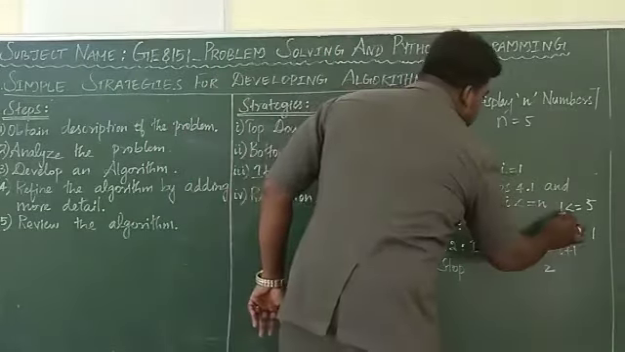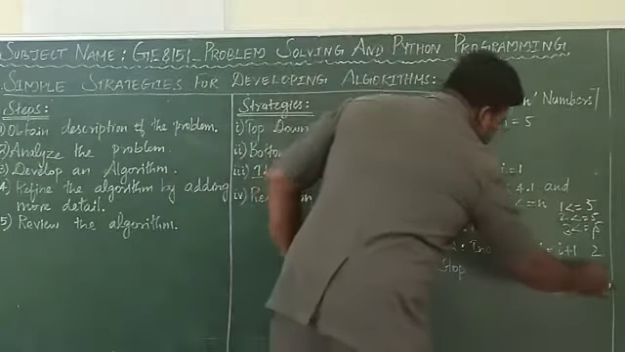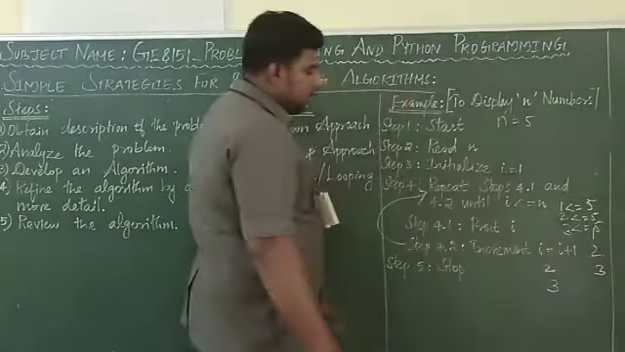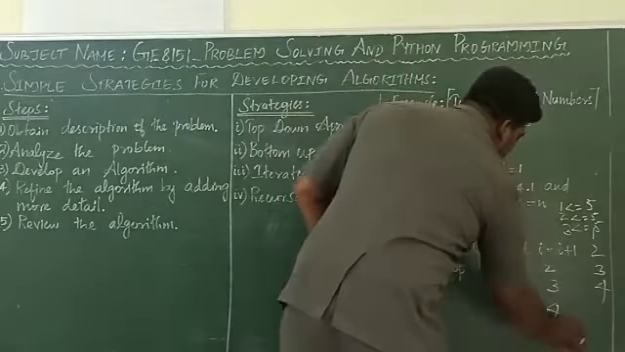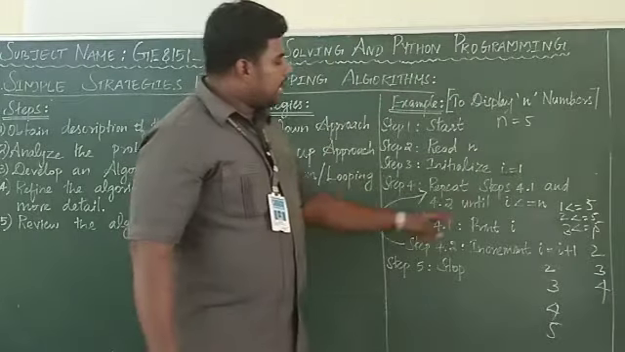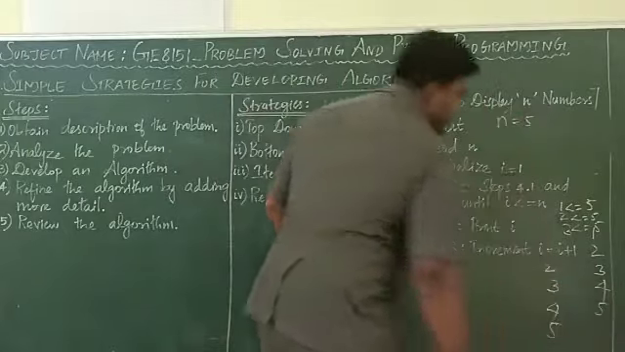So it will print 2. Now again I equal to I plus 1. So I value is 3. So again repeat. 3 is less than or equal to 5. Condition true or false? Condition is true. So again print I. So it will print 3. Now increment I plus 1. What's the value? 4. Now again 4 is less than or equal to 5. Condition is true. It will print 4. Now the I value is 5. Again 5 is less than or equal to 5. Condition is true. So 5 will be printed.